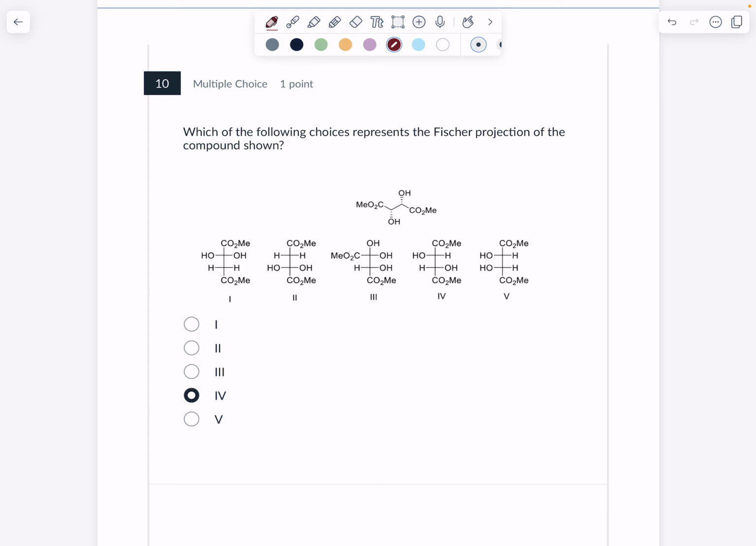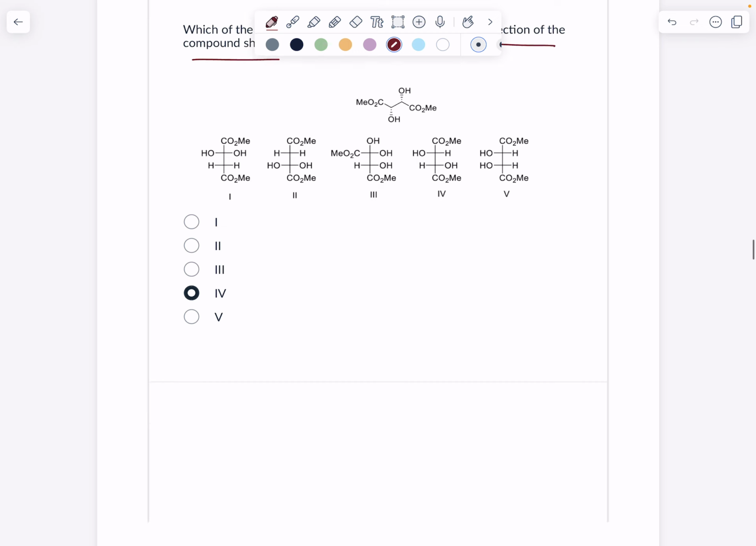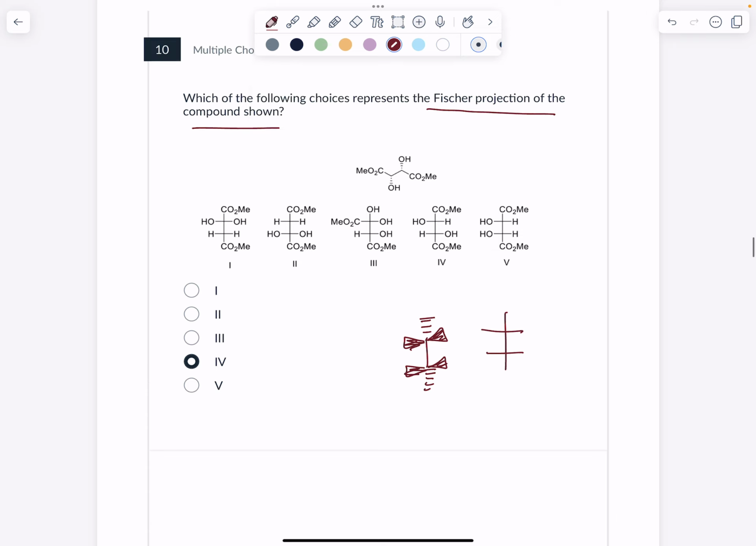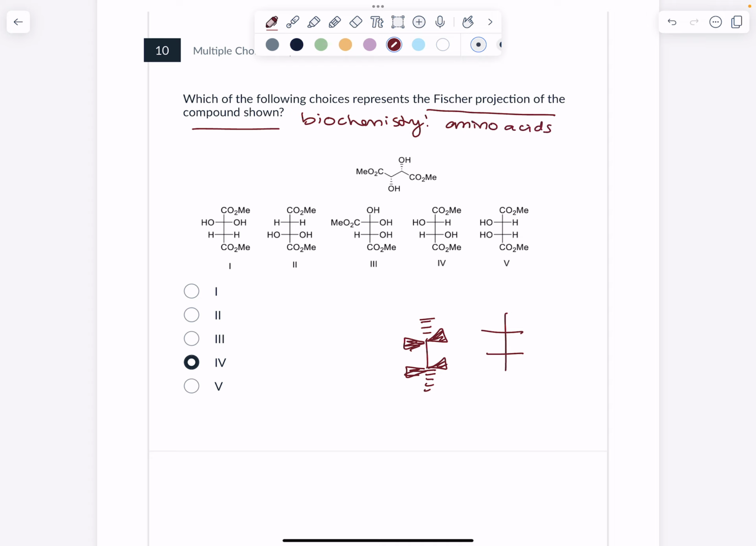Okay, this next question: which of the following represents the Fischer projection of the compound shown? So Fischer projections are basically a projection where you're assuming that anything pointed up is going away from you and anything off to the side is coming towards you. So this is kind of what it looks like, but it's just easier to draw it like this. And these are used a lot in biochemistry. So if you are going to have to take biochemistry, you need to know Fischer projections, especially for amino acids. Amino acids are often depicted this way. And so if you ever need to be able to assign the chirality of amino acids, you're going to need to have these Fischer projections in your mind.